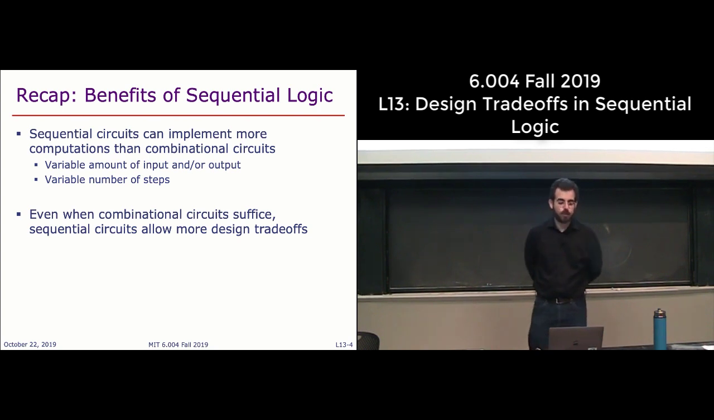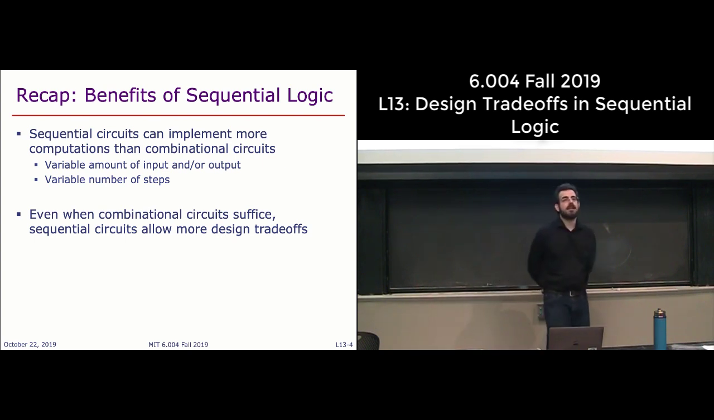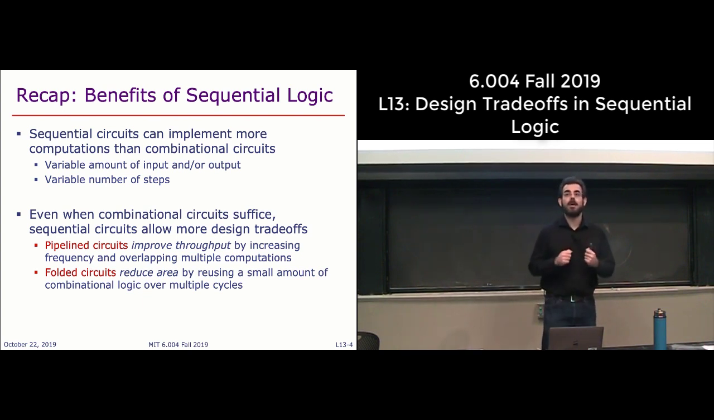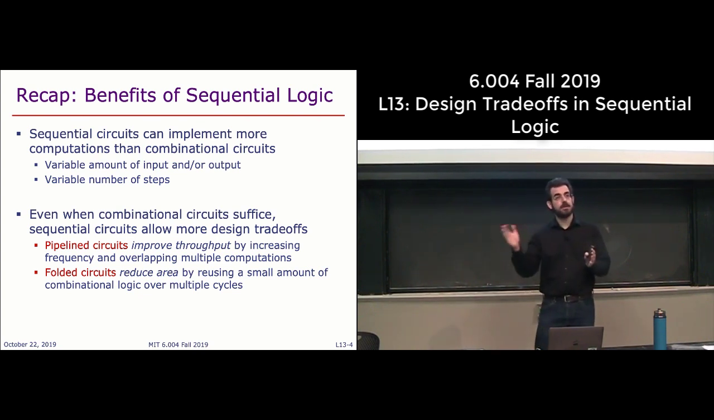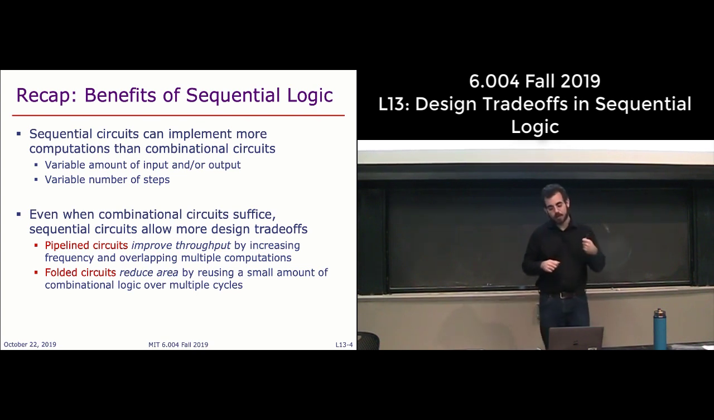Then, in the last lecture, we saw that even when you can implement something with a combinational circuit, by throwing sequential logic into the mix, by adding state, we actually have more design trade-offs. We have more styles of design. So on the one hand, we saw pipeline circuits, which are all about improving throughput by adding pipeline registers and essentially breaking a combinational circuit into multiple pipeline stages. And that allows us to increase the clock frequency, that is to decrease the clock period, run more inputs per second through that circuit, and therefore get higher throughput.